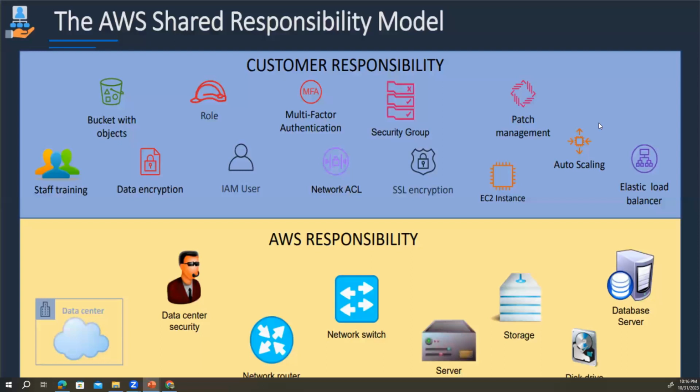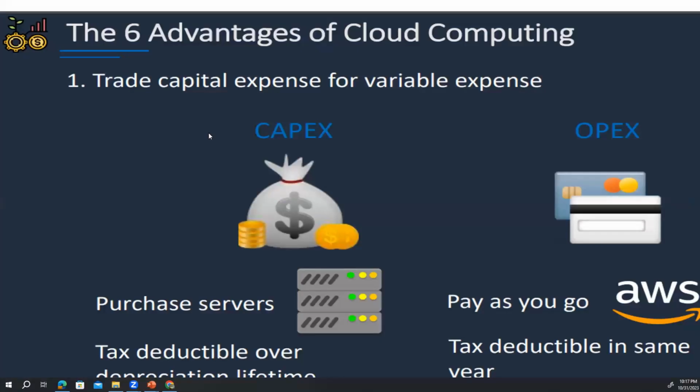Okay. Now, Molly, I hope you are following. Now, AWS responsibility is the data center, security, network routers, switches. These are all the things that AWS is responsible for, and you're responsible for the assets that you create. You're responsible for managing your assets in this case. That is your shared responsibility.